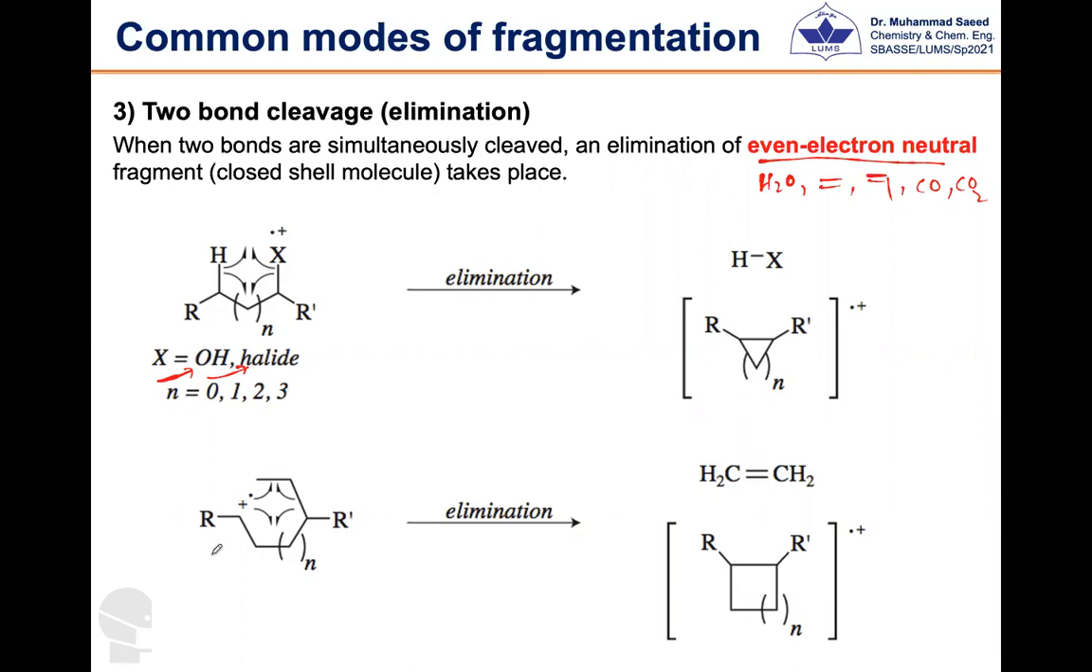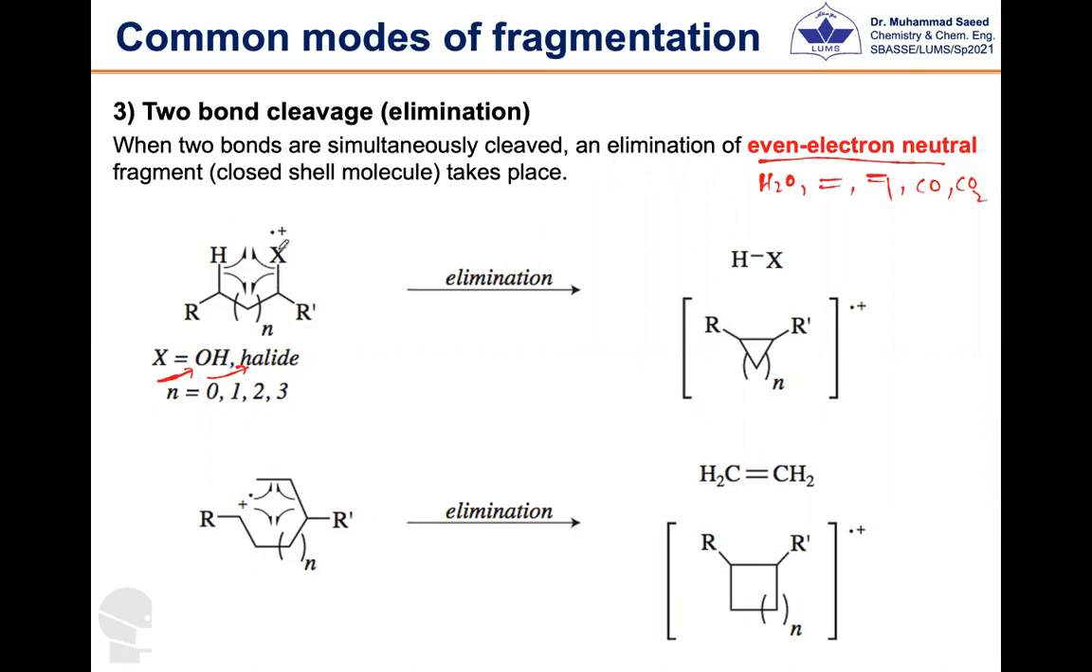cycloalkane, cycloalkenes, and of course aromatic compounds, because in a cyclic structure, you cannot break any fragment unless you break the bond at two different places. Okay, so in the alcohol and halide, the mechanism is identical.